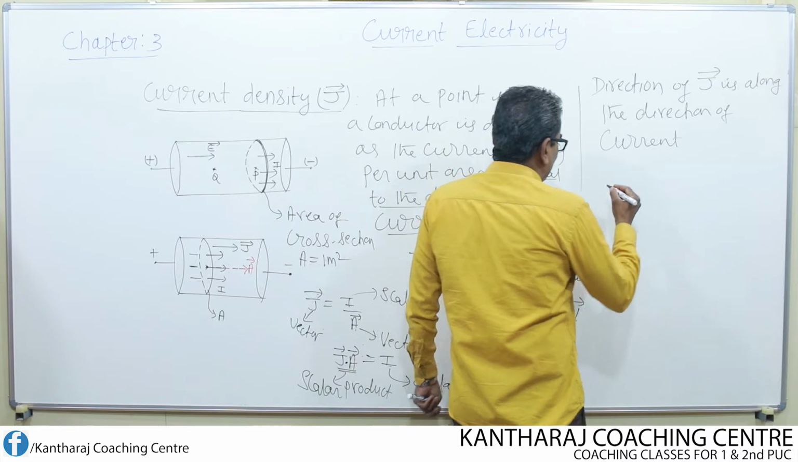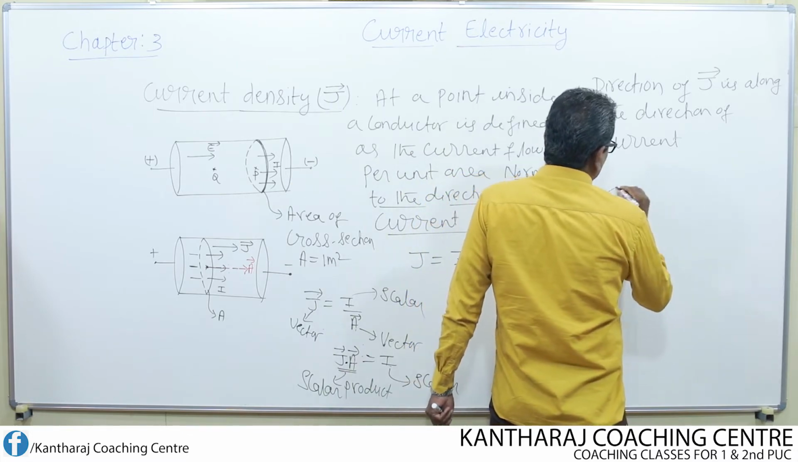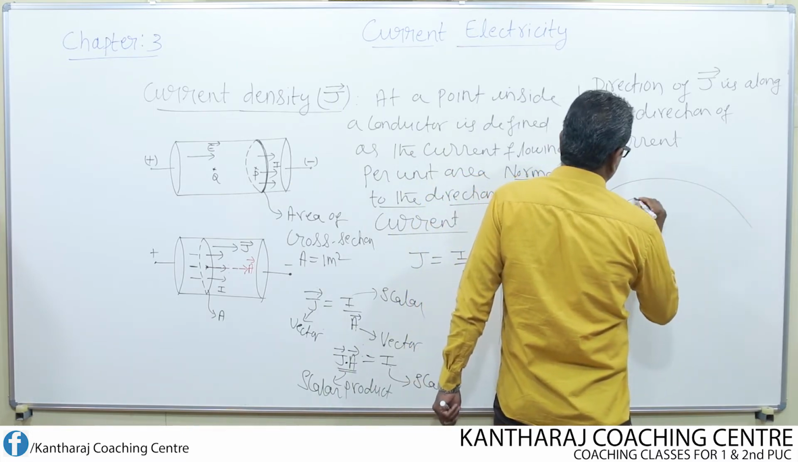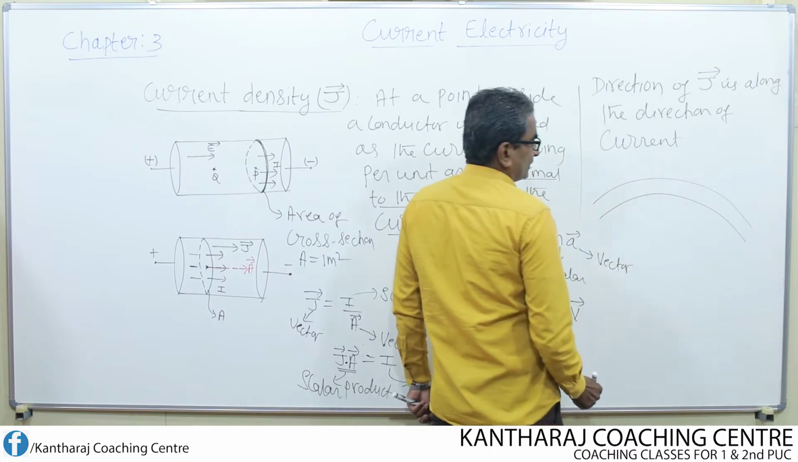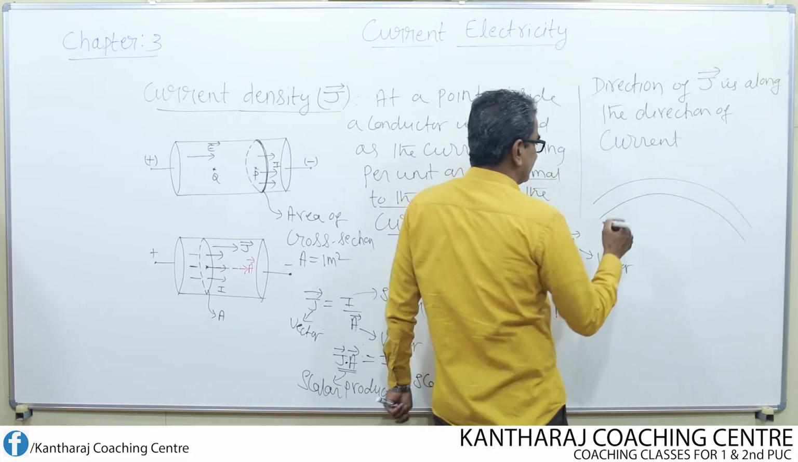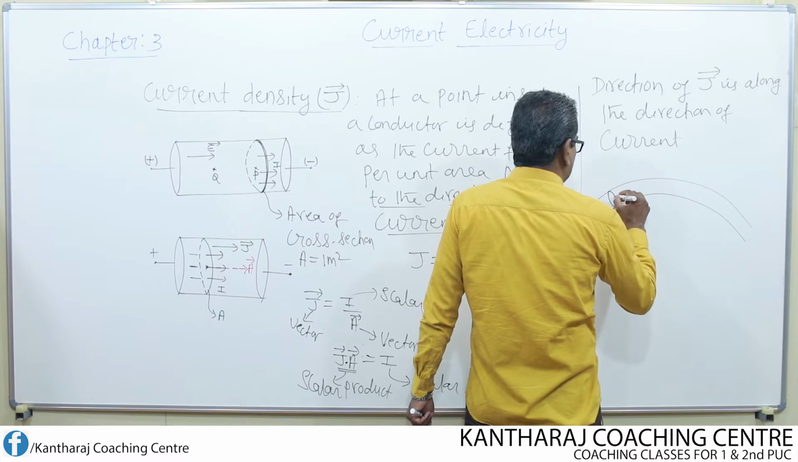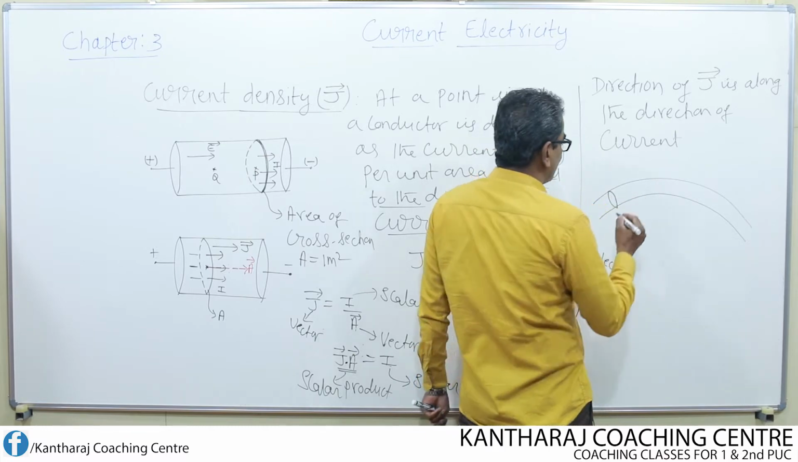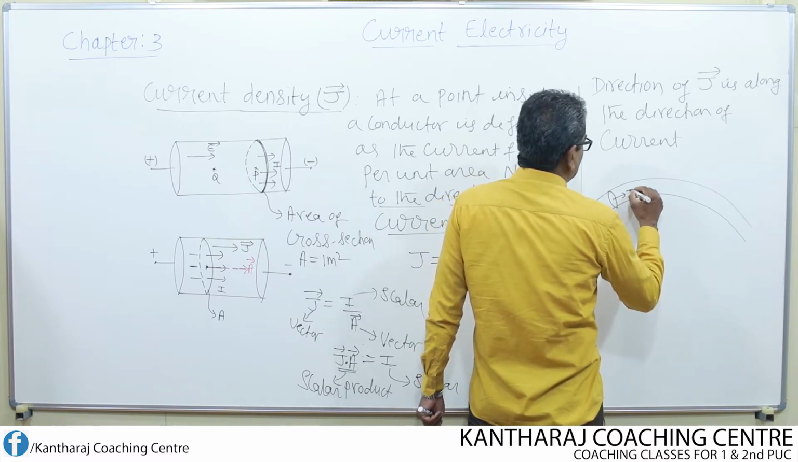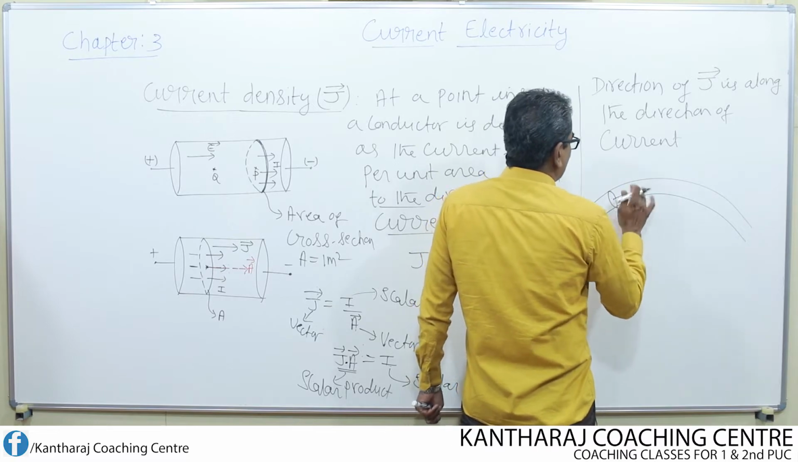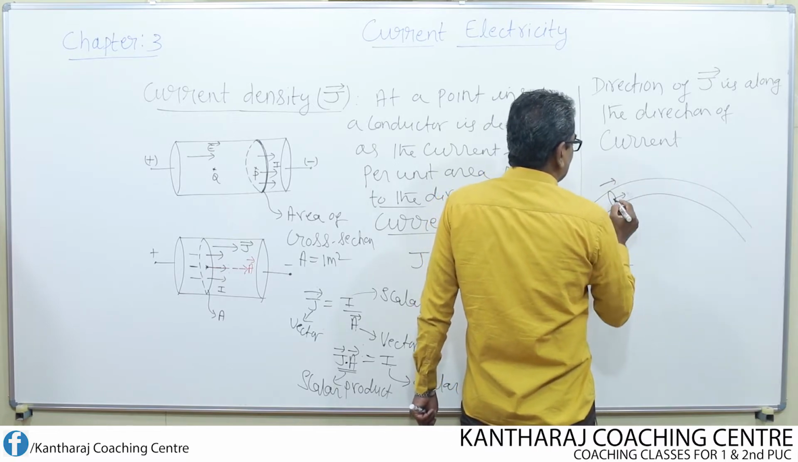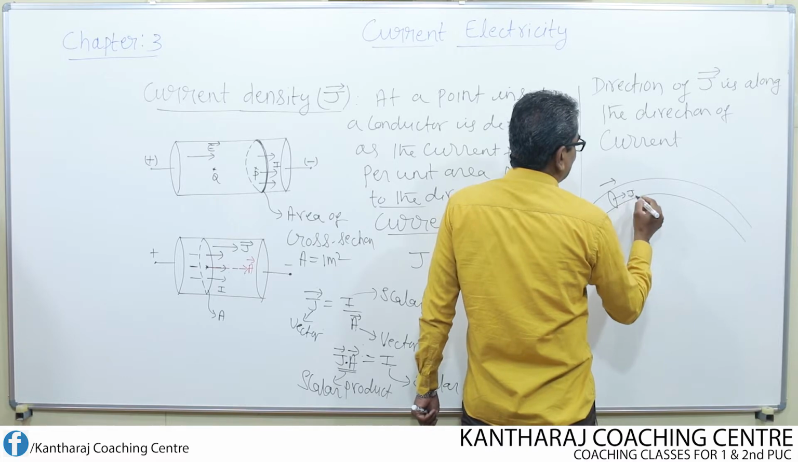Suppose I consider a wire or a metallic conductor of uniform cross section, which is bent like this. So this is one area of cross section. What's the current? I is the current. Then this is the direction of the current. Then current density at this point is nothing but J.